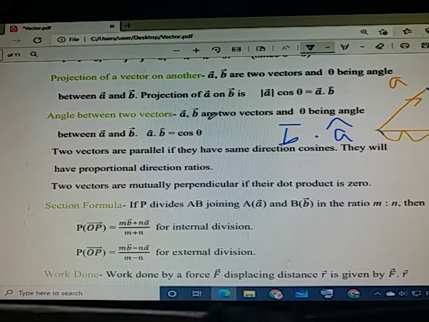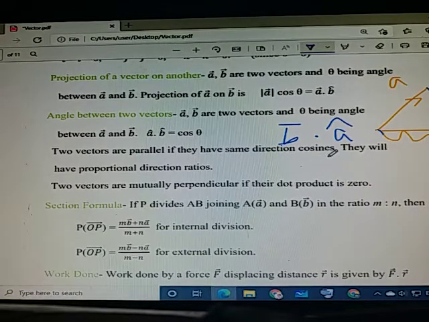And then the angle between two vectors: in A dot B, we have to consider unit vectors, because if they are not unit vectors, then we will have the x1 x2 components, etc. But if it is a unit vector, then its modulus is 1. So we consider unit vectors, and then we have the cos theta. Then two vectors are parallel if they have the same direction cosines.